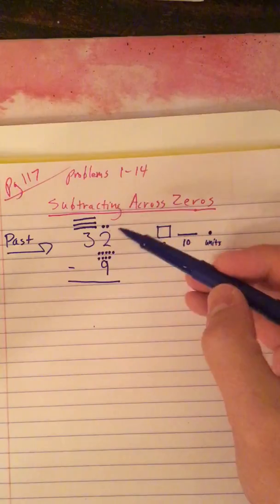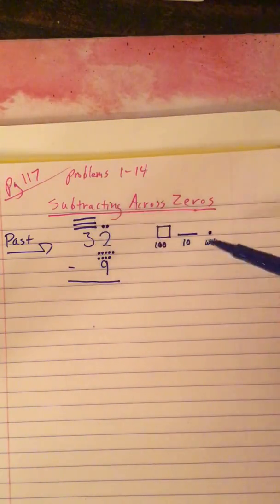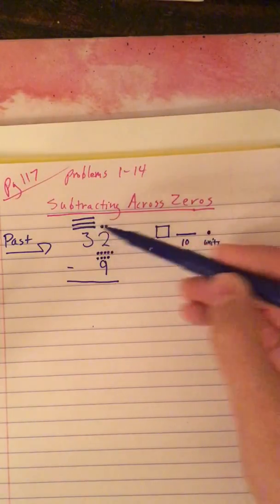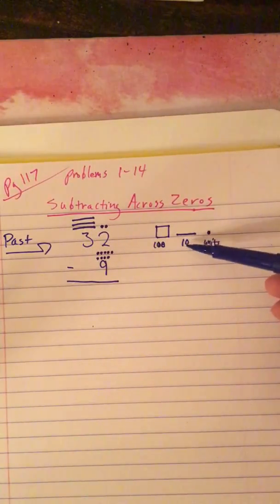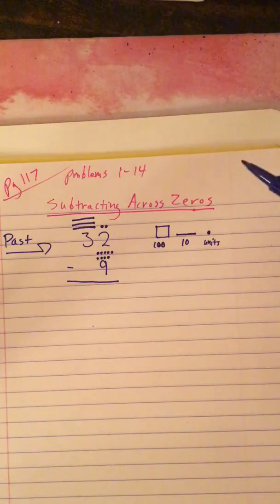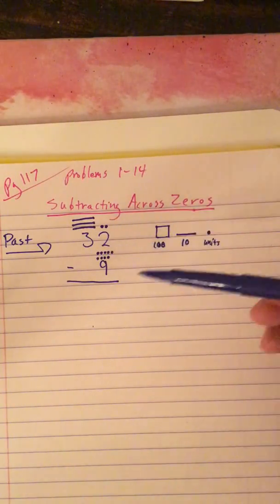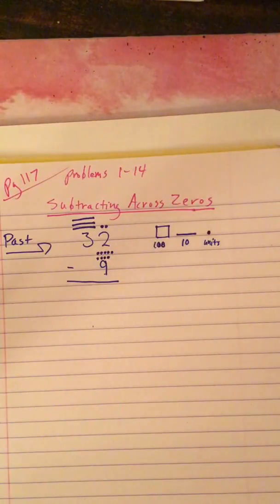So if you notice, I have 30: 1, 2, 3, that's 30. So that's 3 longs, which means that's 30 in all. 3 times 10 is 30 units. And then above the 2, I have 2 units. And then above the 9, I have 9 units.